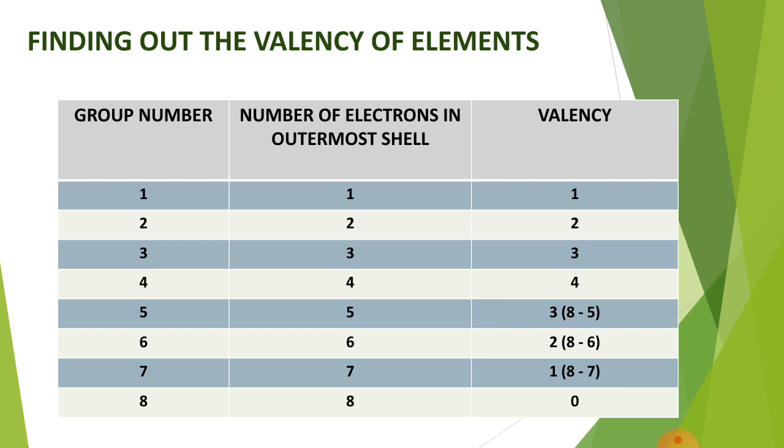However, in group 5, the elements have 5 electrons in their outermost shell. It requires 3 more electrons. So it will gain those 3 electrons. That's why its valency is 3. Group 6 elements require 2 more electrons. So its valency is 2. Group 7 elements need 1 more electron to become more stable. So their valency is 1.